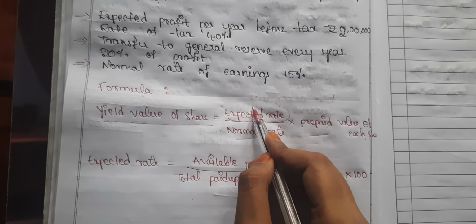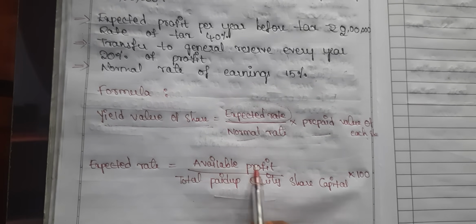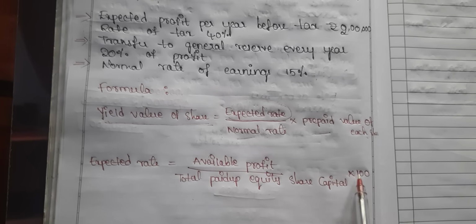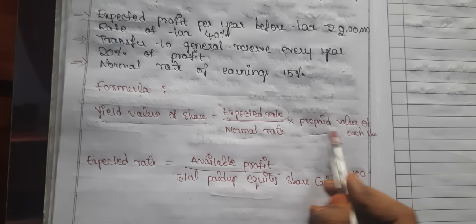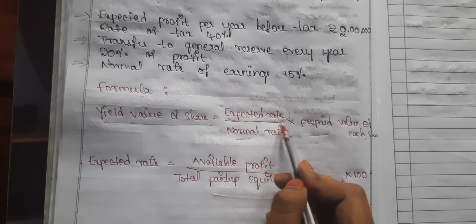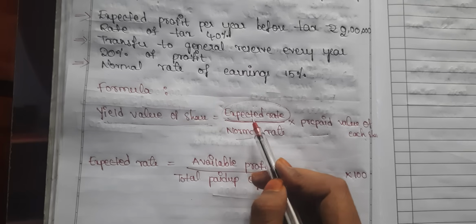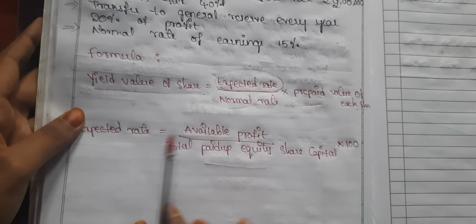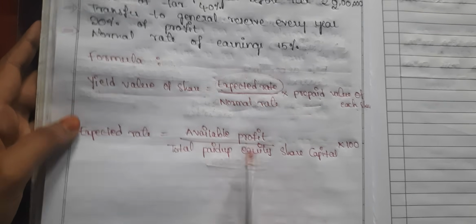To find the expected rate, there is a formula again. Available profit by total paid up equity share capital into 100. Okay, they will give you everything. You just need to find out the expected rate. How will you find the expected rate? There is a proforma again. As I said, everything will be given in the question, only the expected rate you need to find, and this is the formula.